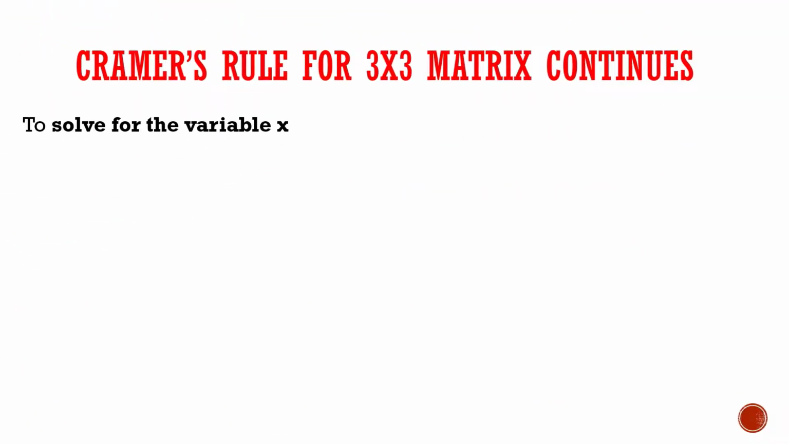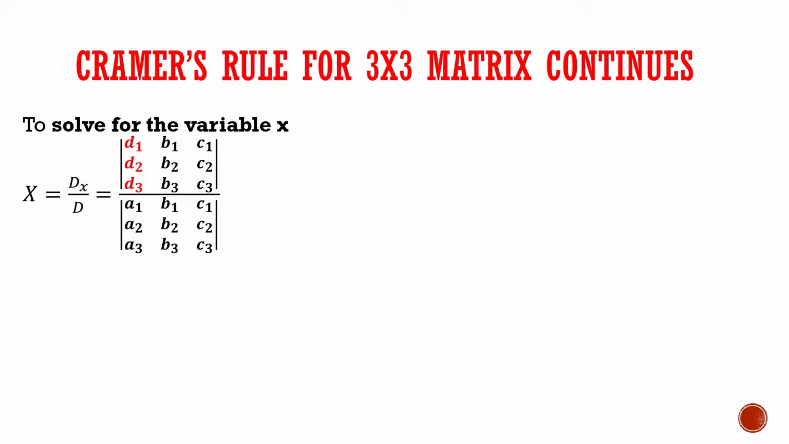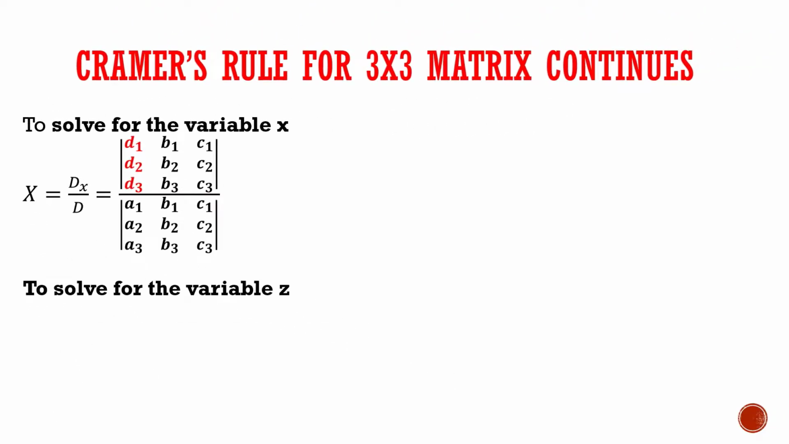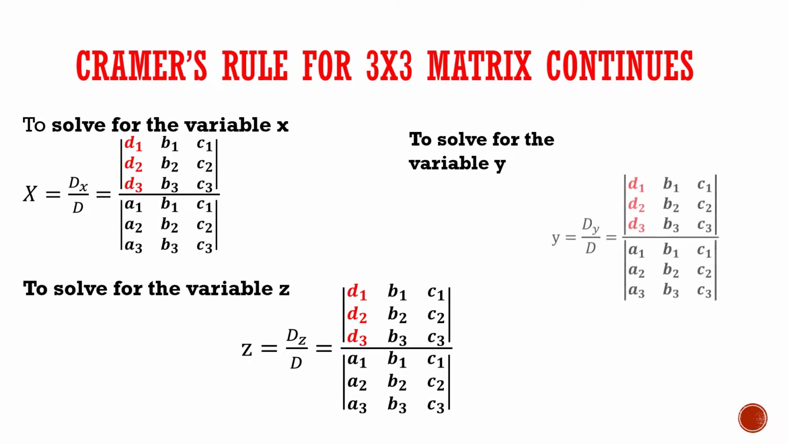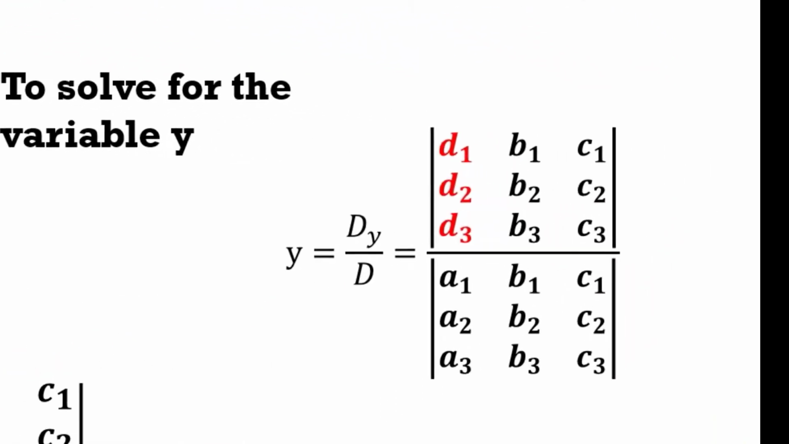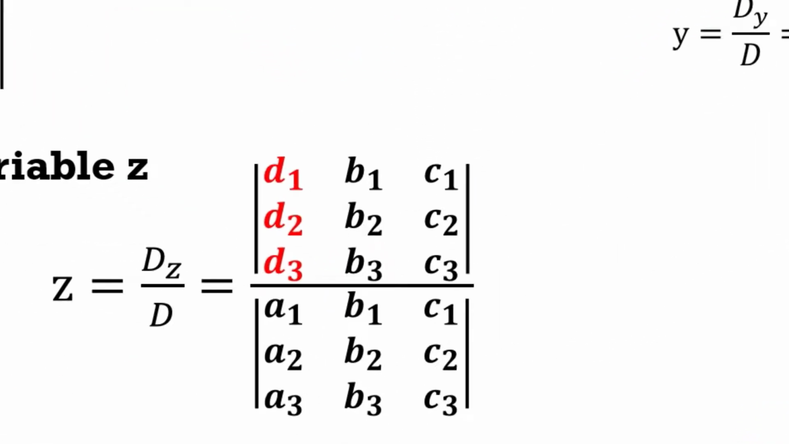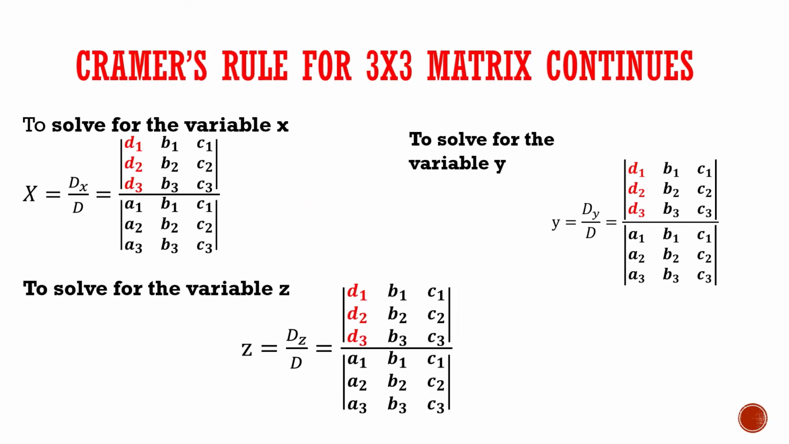Cramer's rule continues. To solve for the variable X, we have determinant of X over original determinant. That has been illustrated nicely over there. To solve for the variable y, we have determinant of y over original determinant, also illustrated nicely. Then to solve for the variable z, we have determinant of z over original determinant, also illustrated very well. Cramer's rule for 3 by 3 matrix continues.